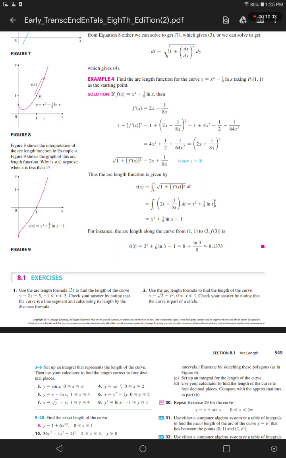For instance, the arc length along the curve from (1, 1) to (3, f(3)) is s(3) = 3² + (1/8) ln 3 - 1 = 8 + (ln 3)/8, which is approximately 8.1373.